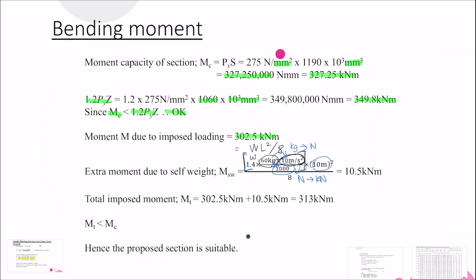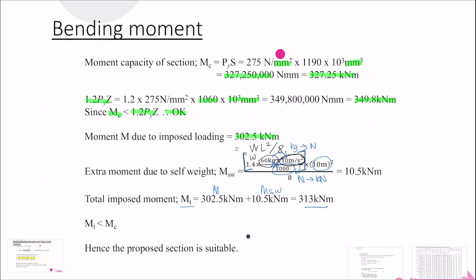After that, kita akan dapatkan the total moment. Okay, how to get that? So this is moment due to the loading, right? Daripada imposed loading yang kena dekat beam. And this 10.5 adalah MSW, moment due to self weight. Campurkan dan this is the total moment which is MT, right? So value MT ni yang baru kita comparekan dengan value of MC.